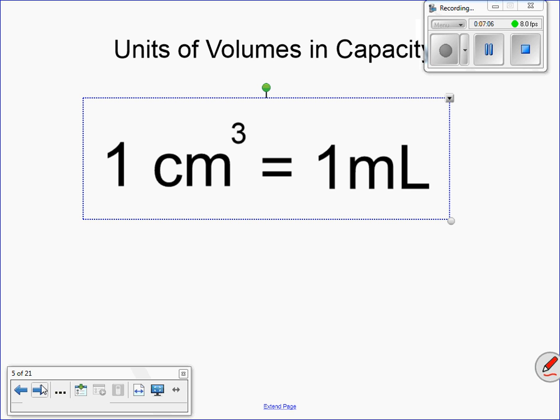Units of capacity. Here's another thing. 1 cubic centimeter. So we've been working with cubic centimeters, right? Those little tiny cubes we've been seeing in all of our worksheets. Okay. 1 times 1 times 1 equals 1 milliliter. 1 milliliter equals 1 cubic centimeter. Okay, so we have a solid and then we have a liquid. So just remember that 1 cubic centimeter equals 1 milliliter.